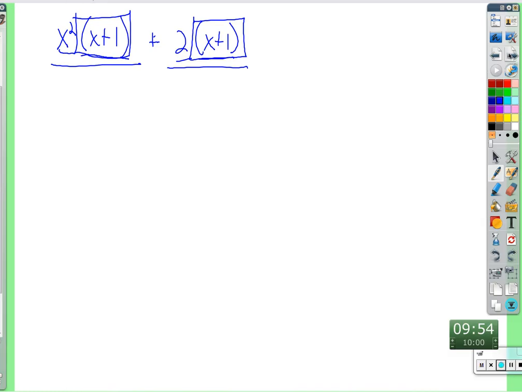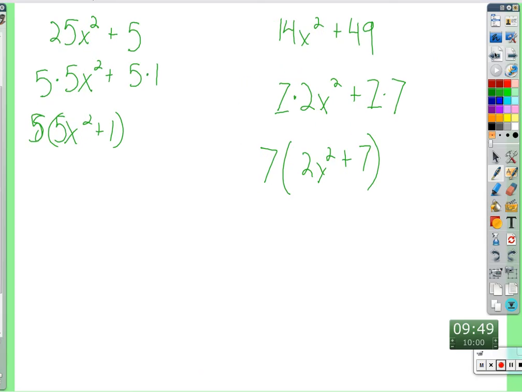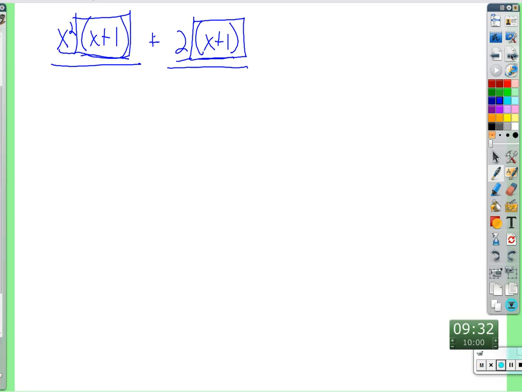Here, x plus 1 is the common factor. We're going to factor out that common factor. Take it back here. When we factor out the common factor of 7, we put parentheses here. We're going to be left with 2x squared plus 7. Here, when we factor out the x plus 1, what are we left with inside the parentheses? X squared plus 2. Yes.